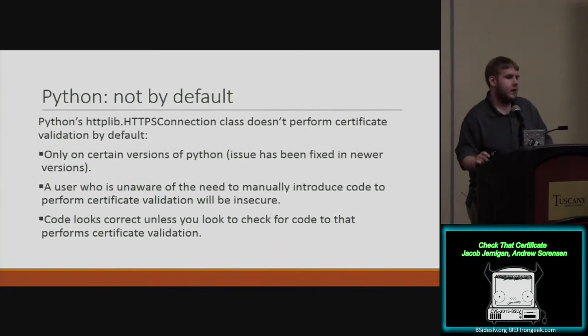So Python, the HTTPS connection class does not perform validation by default in certain versions. Most of the newer versions do, but anything before 2.7.9 I believe does not. The problem with this obviously is that you'll never know, because if you don't get an error in development, you'll just ship the code, and as a user, if you expect it to be secure, you have no idea until you read some documentation eventually, hopefully, and find out that it's not.